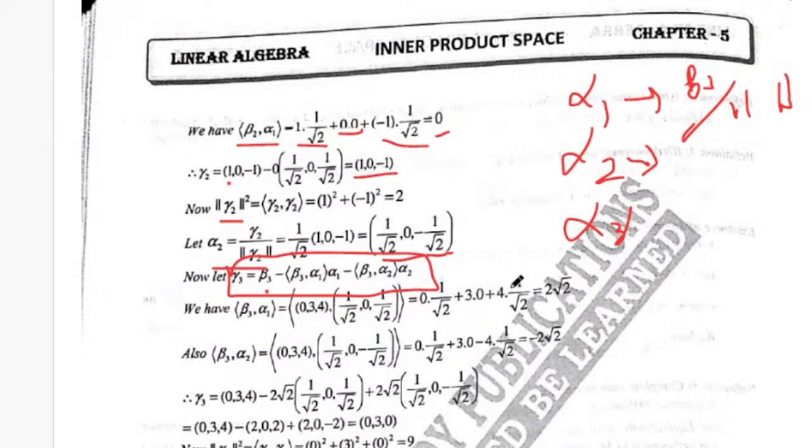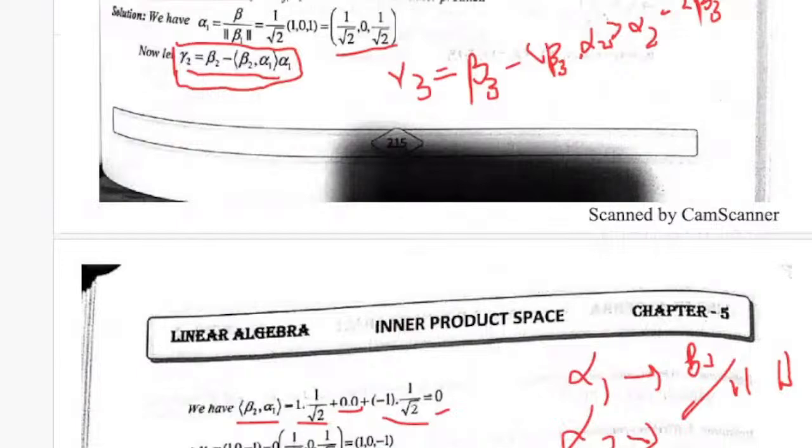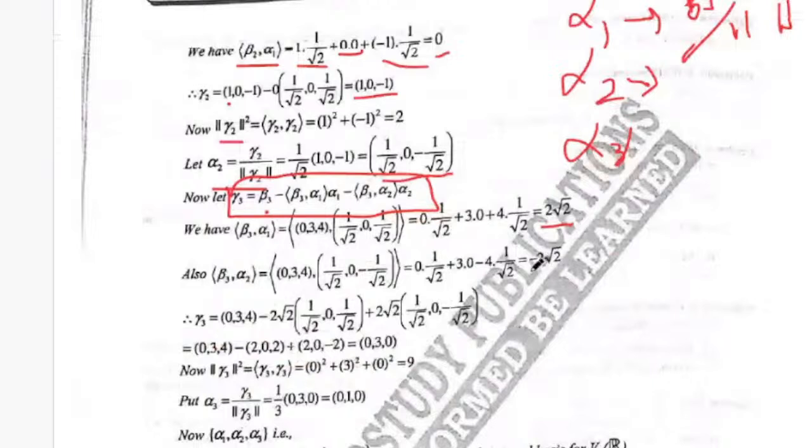For 2 into root 2 into root 2, we can write 4 as 2 into root 2 into root 2. By cancelling root 2 and root 2, we will get 2 root 2. Beta 3 into alpha 2, here beta 3 into alpha 2. Alpha 2 is nothing but this one. So 0 into 1 by root 2, 3 into 0, 4 into minus 1 by root 2, which is nothing but minus 2 root 2.